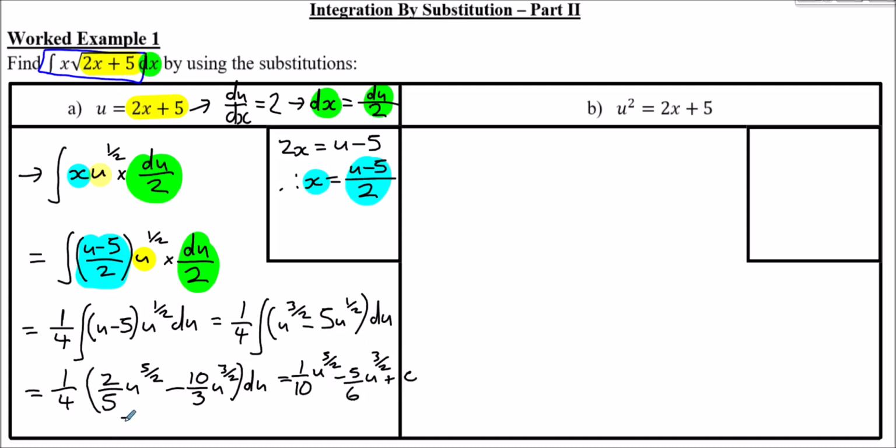So in simplifying and going back to the original variable, which of course was x, so always return in terms of the original variable, that's going to give us 1/10 u, which is 2x plus 5, to the power 5 over 2, minus 5/6, 2x plus 5, to the power 3 over 2, plus c. So that's our final answer here in this box.